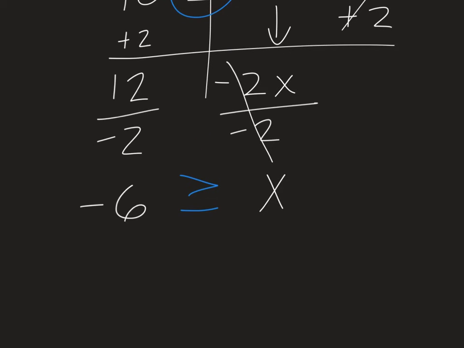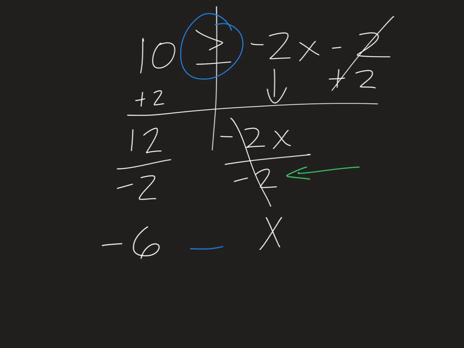But then there's also that rule that we've talked about previously, which is if you have to divide by a negative number, which in this case we did, right? We divided by a -2. That means that you have to flip the inequality symbol. So it's not going to be -6 is greater than x. It's going to be -6 is less than x.